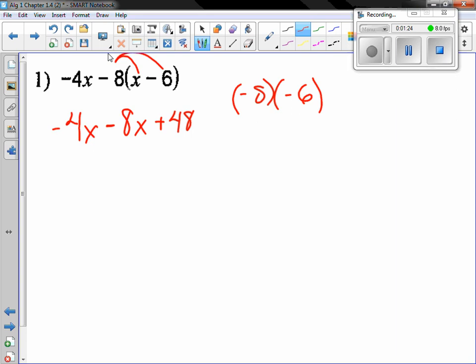Any questions on this so far? Do y'all remember this kind of vaguely? Done this before? Yes? Combine like terms. So negative 4 minus 8 is going to be what? Negative 12x. Because negative 4 minus 8, we combine them. Then we have plus 48.